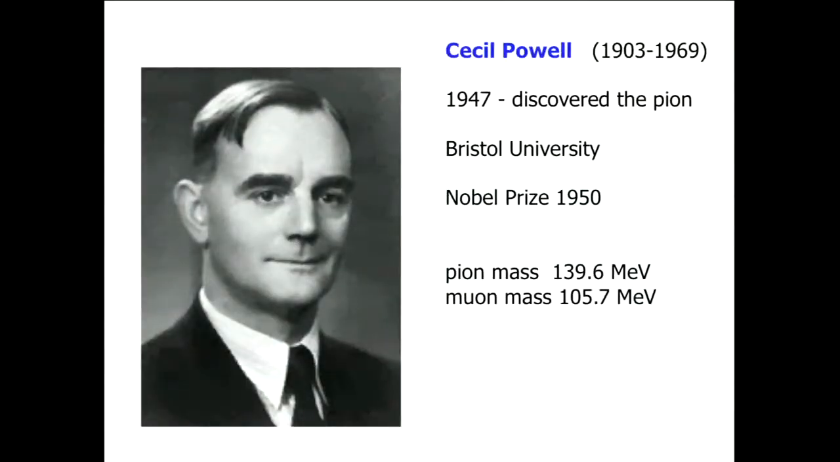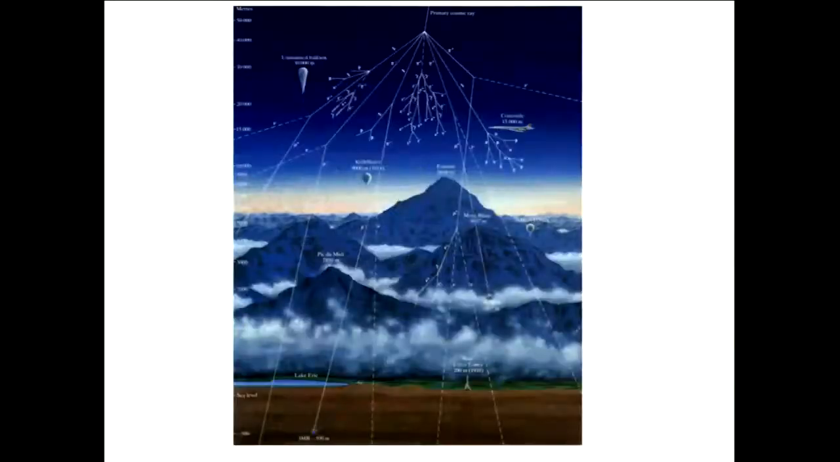So the mystery was finally solved by Cecil Powell, a British physicist at Bristol, who in 1947 went up mountains and discovered a new particle called the pion. And the pion is the exchange particle inside the nucleus. It has a rather similar mass to the muon, but that's the thing that's really responsible for holding the nucleus together.